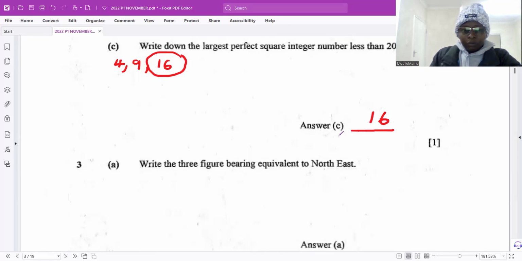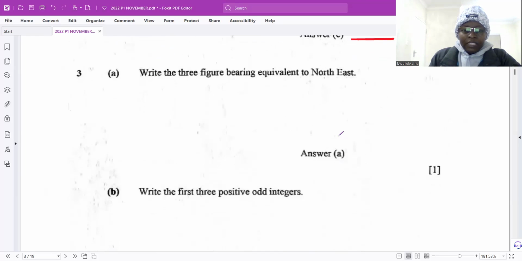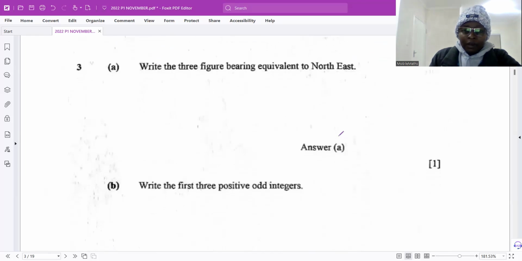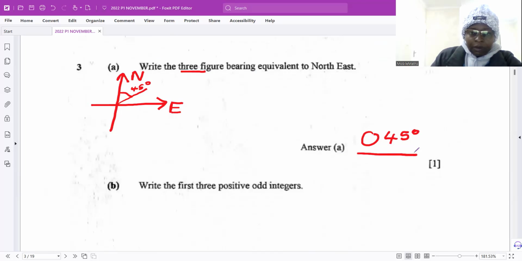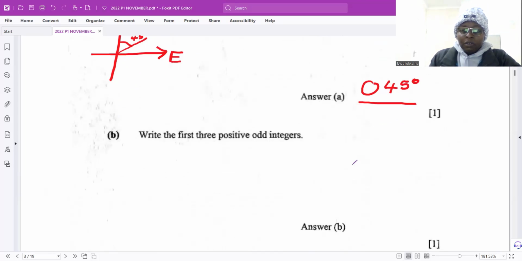Let's move on. Number 3, write the 3 figure bearing equivalent to northeast. We know our compass is something like this. This is our north, and this is our east. Northeast is this one, and this part here is 45 degrees, but we want it in 3 figures, so we say it's 045 degrees. That's our bearing. Okay, let's move on.